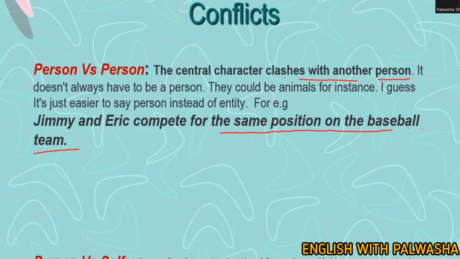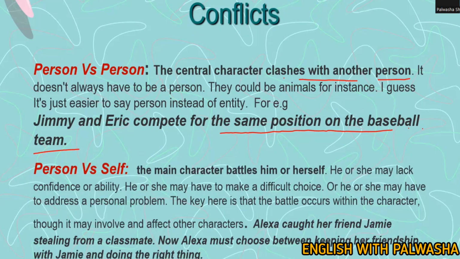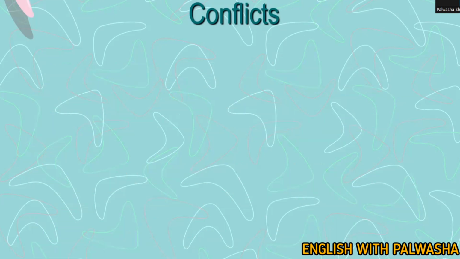Also, there is person versus self, where Alexa caught her friend Jamie stealing from a classmate. Now Alexa must choose between keeping her friendship with Jamie and doing the right thing, right? So there's a self conflict going on. The main character battles with him or herself, where they have to choose what to do or what not to, right? So we are stuck in a situation of Macbeth.